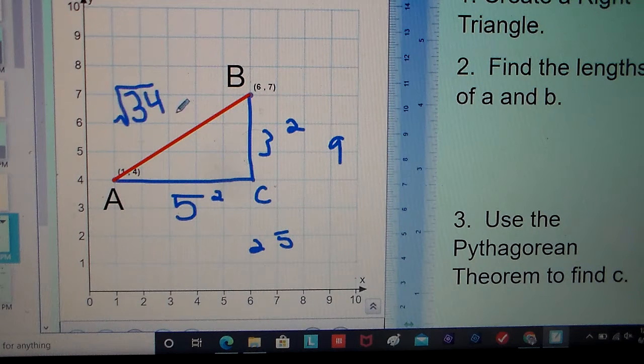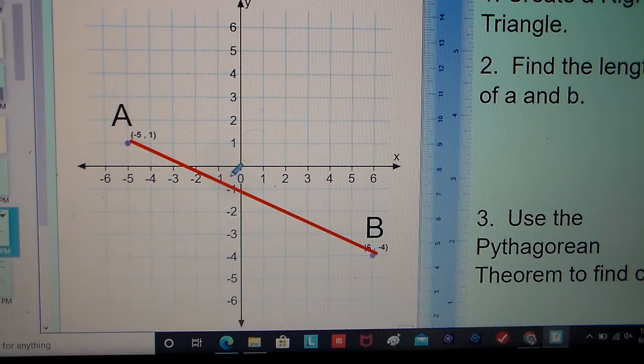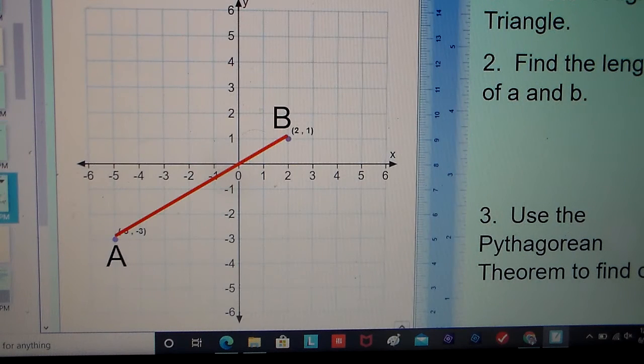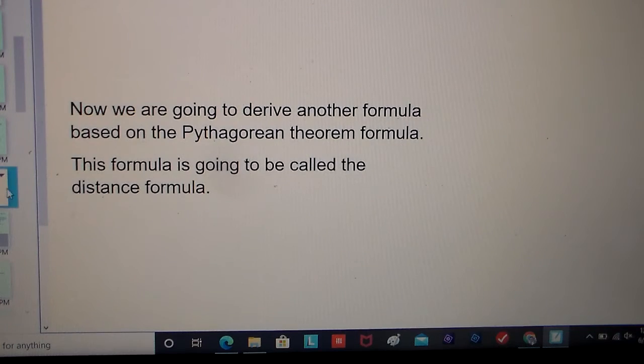And so we have to take the square root to find that distance between A and B. So this is a 3, 5, square root of 34 triangle. One you could practice with. Another. Alright, now we're going to move forward here. We're going to derive another formula based on the Pythagorean theorem formula.